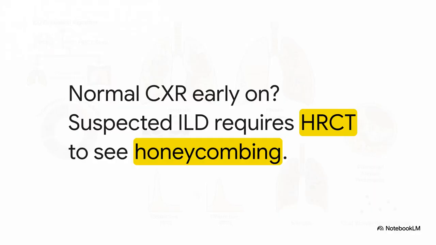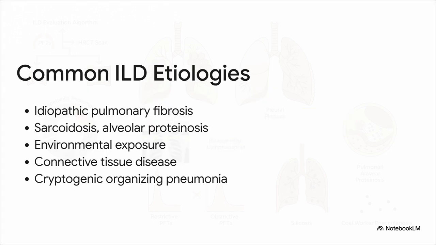Here's a major testing trap. An early chest X-ray in ILD can look completely normal. So if you suspect ILD, your next best step is to order a high-resolution CT. You're looking for high-yield findings like a usual interstitial pneumonia pattern. That means basilar and subpleural reticulation, traction bronchiectasis, and honeycombing. That HRCT helps nail down the specific etiology, so let's run through the big ones you'll see.